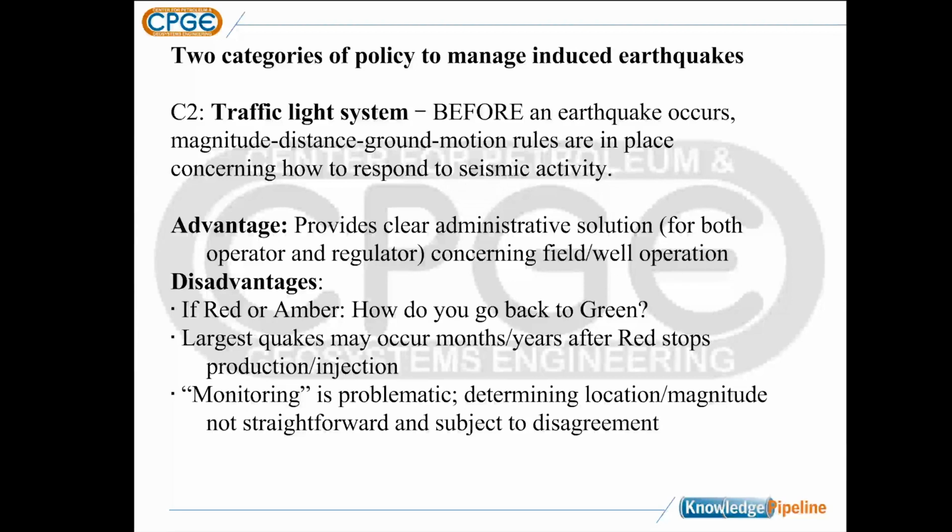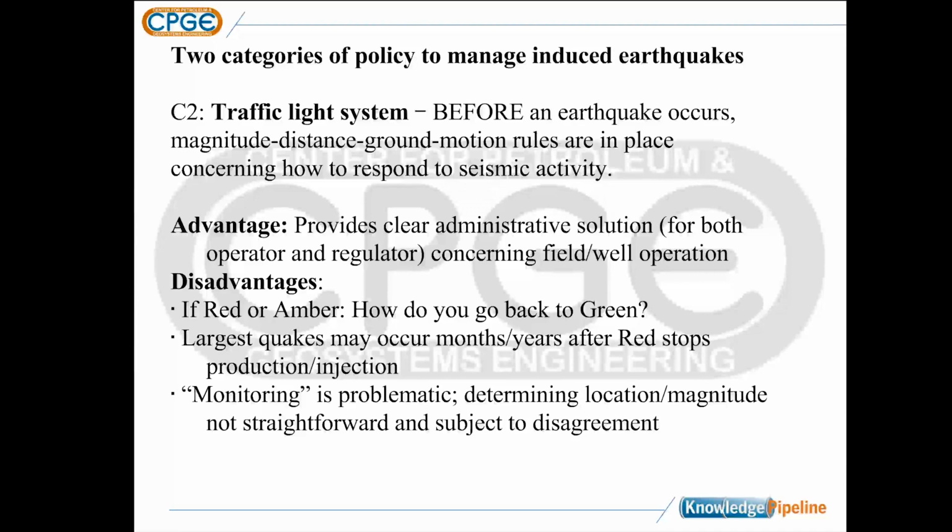A traffic light on the way to work wouldn't be very good if every time it turned red, you were stopped for the rest of the day or the week. Finally, the record shows that often the largest quakes may occur months or even years after the red light happens. And finally, what's called monitoring is problematic. Determining the location and magnitude is not straightforward and subject to disagreement. Remember the Dallas-Fort Worth situation where the USGS locations were 5 to 15 kilometers different from our locations.